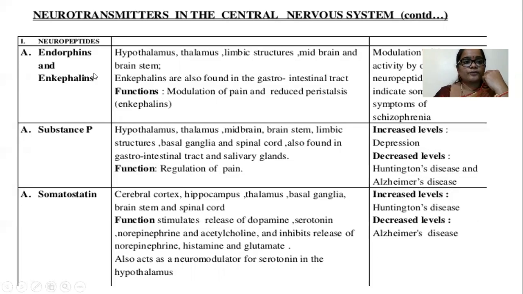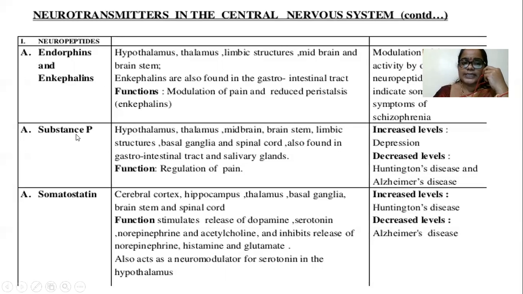Endorphins and enkephalins mainly modulate dopamine activity. The function is that they modulate dopamine activity, as opioid neurotransmitters. So after modulation of the dopamine activity, what will happen? The dopamine activity is modulated in response to these endorphins, and then the person is affected with schizophrenia.